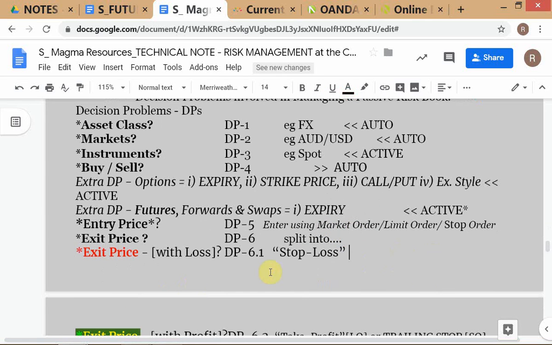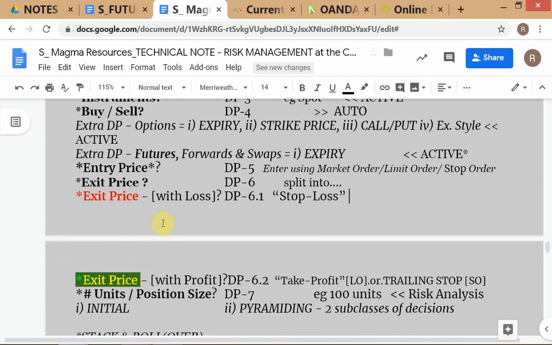Exit price again will be split into, what will happen with the exit price. Let's assume that in this case this is solved using a market order. This becomes more complicated to discuss, not complicated in itself, but there will be many scenarios. So we take one scenario, assuming that the market order is used to hedge. Okay, in the case of an exit price, what will happen?